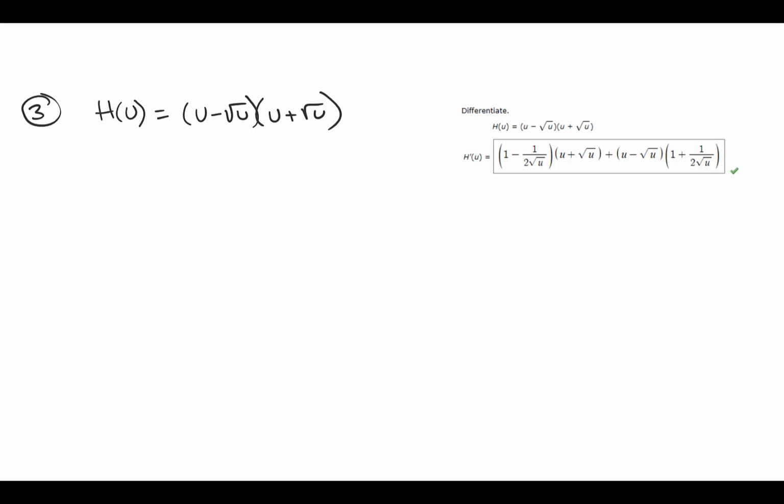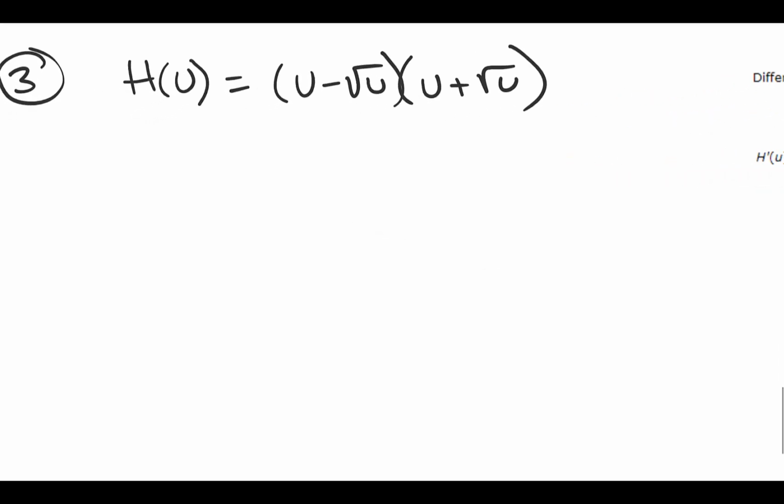I look at this problem and go, this is a difference of squares. Bring it through. You could FOIL it, or you could recognize that this is a minus b times a plus b. So h of u, before even starting, it's u squared minus the square root of u squared. Oh yeah, that's just u. Now let's take a derivative.